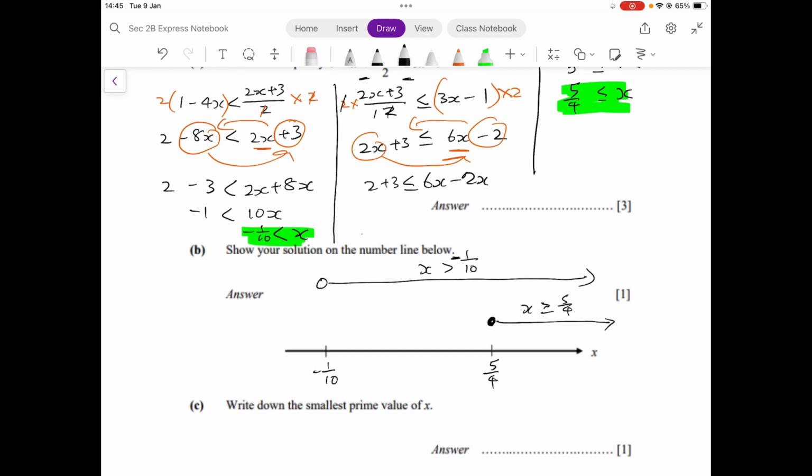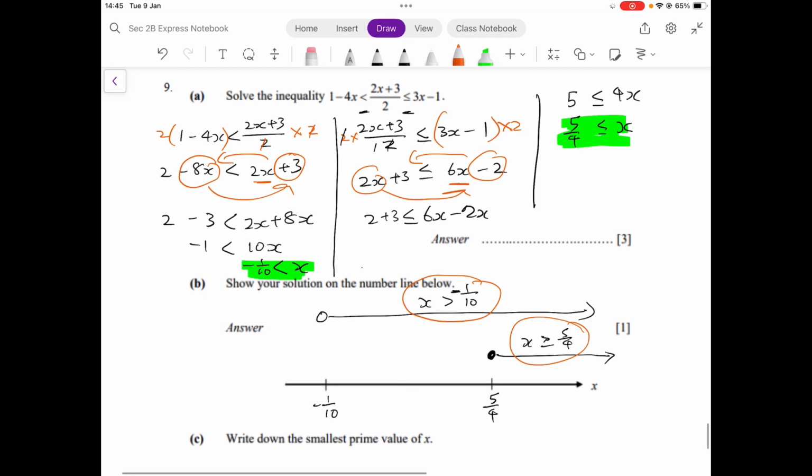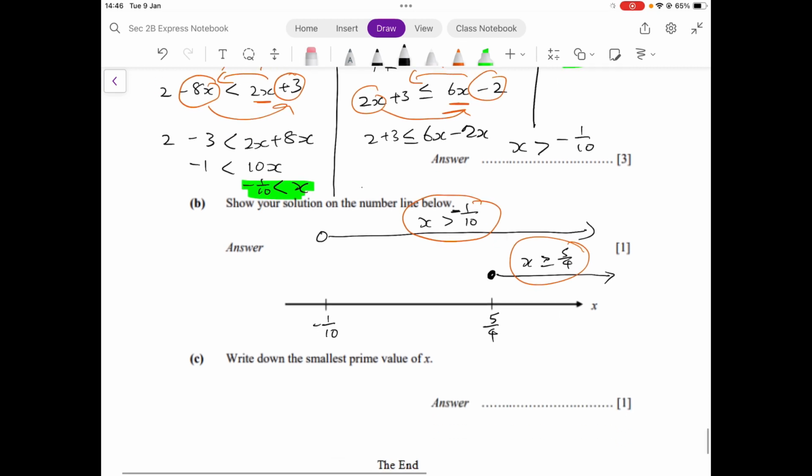Right. You notice that x more than minus 1/10 actually includes the values from x more than equals to 5/4. Right. So the answer for this is actually just x is more than minus 1/10. So you don't have to write down both inequalities, right? Because x more than minus 1/10 already covers the values from x more than 5/4. Okay, and the answer for the last one will still be 2.